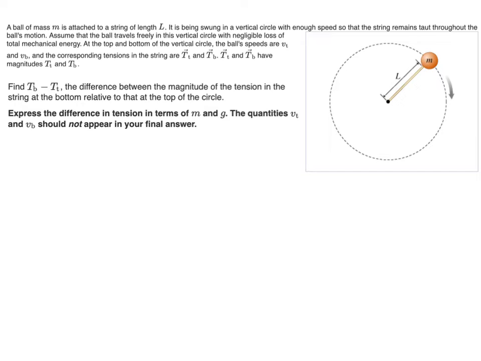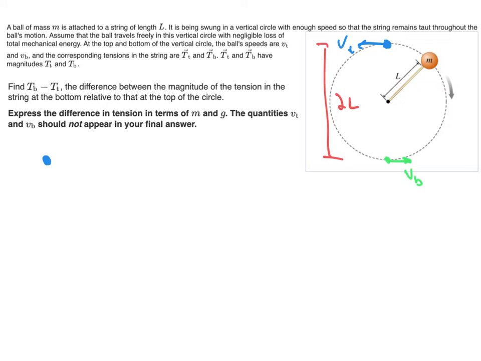Alright, so let's talk about how to connect these to things. Let's say we have Vt at the top. We have Vb at the bottom. Of course, this distance is 2L. So, at the top, we have a free body diagram that looks like this.